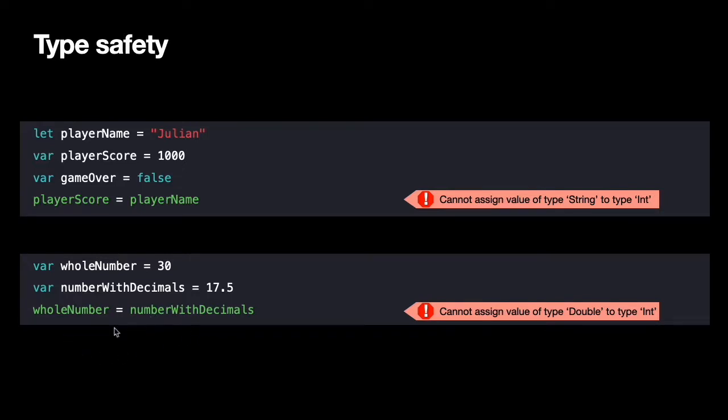Some programming languages would let you do that, and you would truncate the floating point value into an integer. Swift does not. Swift does not allow you to convert a double to an integer automatically. You have to explicitly convert the type as a programmer. That is what Swift calls type safety.